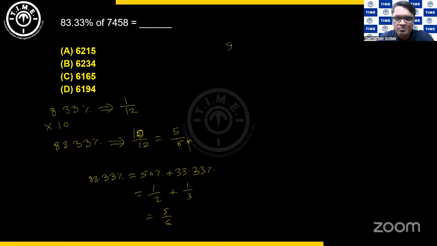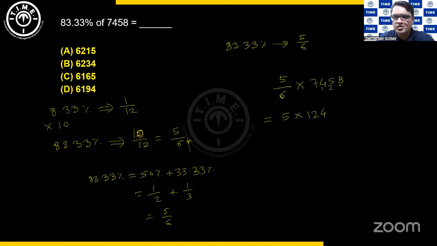So some good numbers are there. Some lucky numbers are there. Remember those values. So what is 83.33? It is 5 by 6. So my question becomes 5 by 6 into 7458. Okay, try to work now. So just divide by 6. If I divide by 6, starting with 1, 1 remaining, 14 divided by 6 will be 2, 2 remaining, 25 divided by 6 will be 4, 1 remaining, it will be 3. Again multiply by 5.